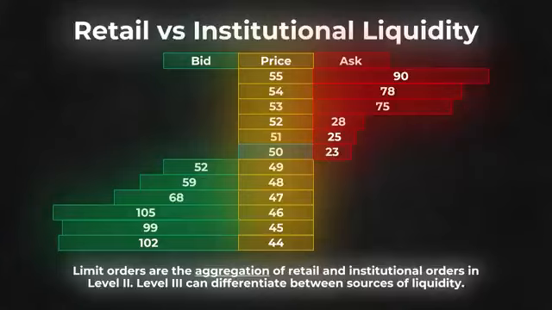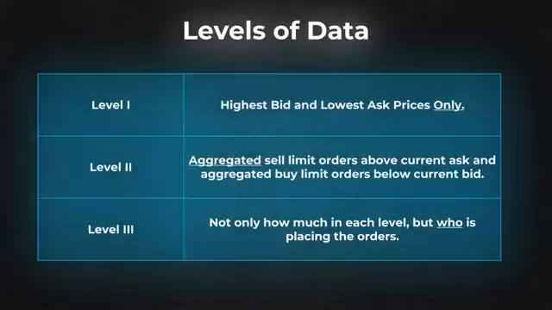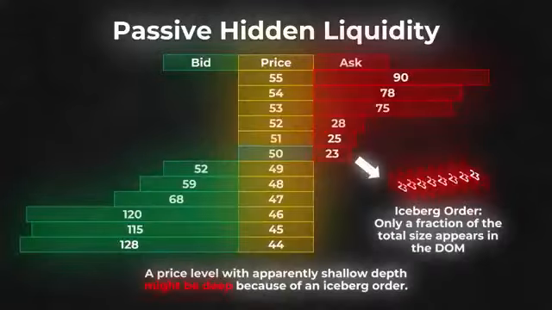The DOM most traders are used to is level 2 DOM, where limit orders are aggregated. In level 3 DOM, there can be differentiation between sources of liquidity. With access to level 3 data, you're not just seeing how much liquidity is at each price, you're seeing who is placing it. Hidden liquidity is a type of institutional liquidity which can be active or passive.